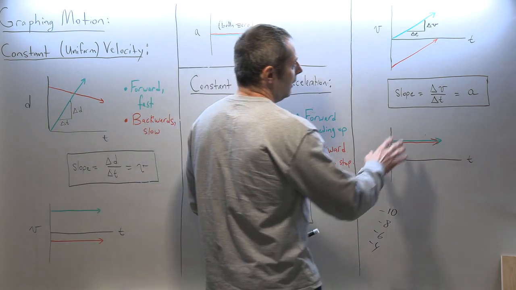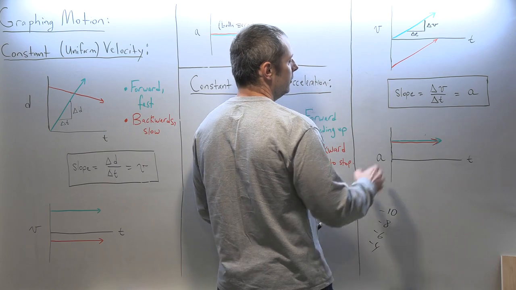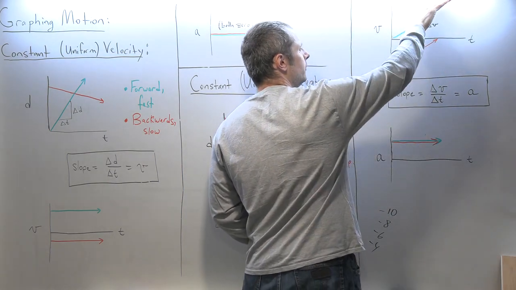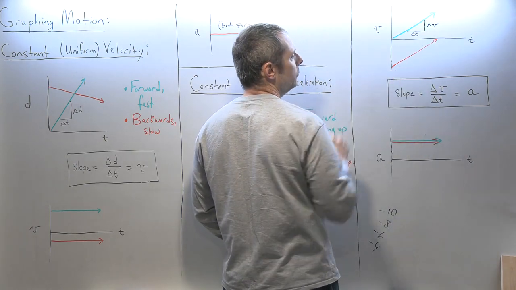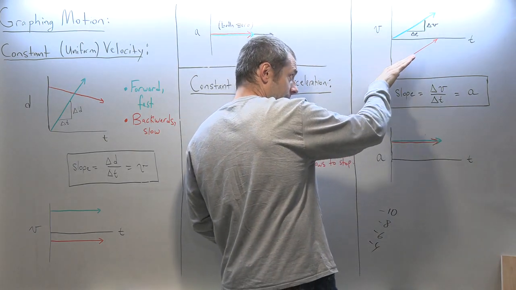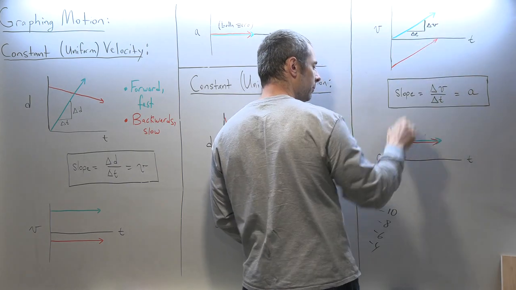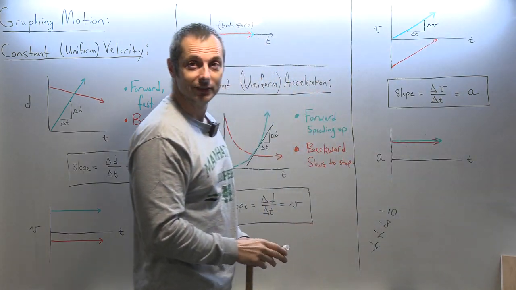Another way to think about it, a more foolproof way, is the slope of this line is acceleration. This is a positive slope. How about this one? That also has a positive slope, not a negative slope. It has a positive slope. It's sloping upward. Positive acceleration. Okay?